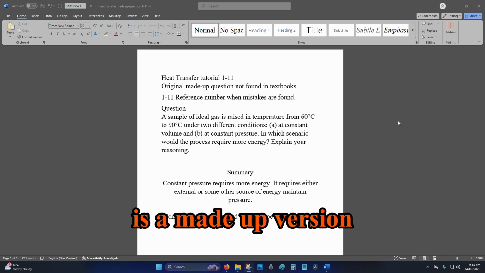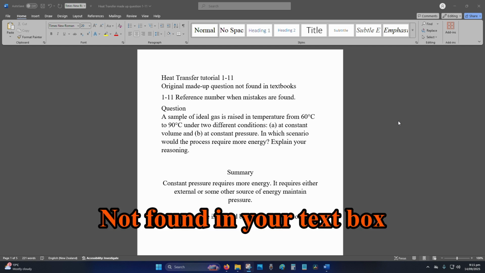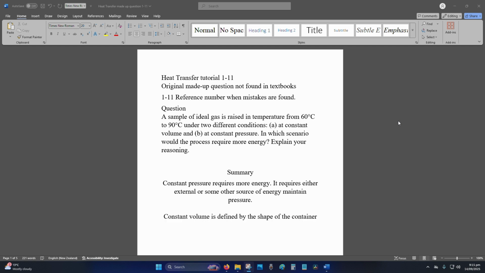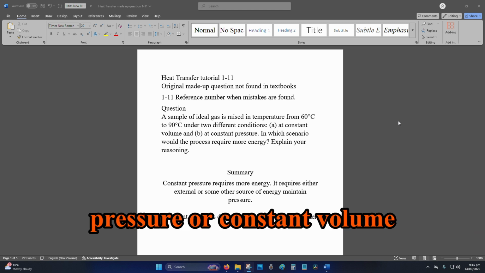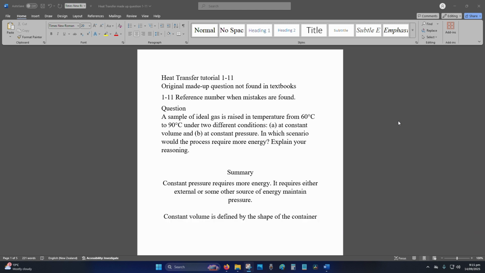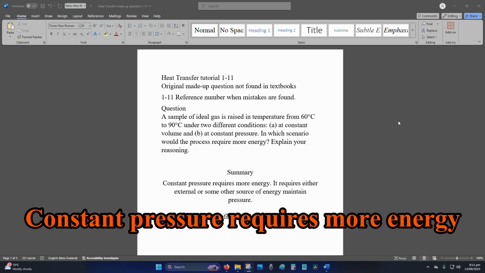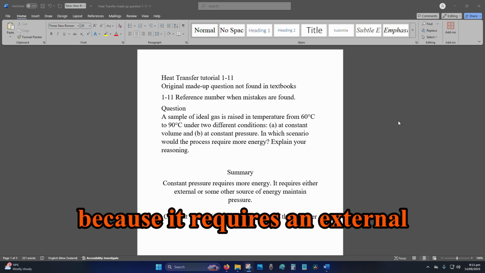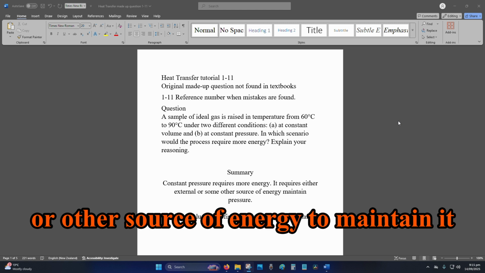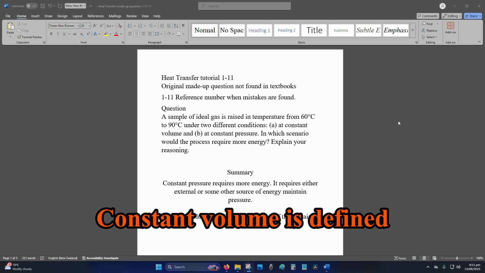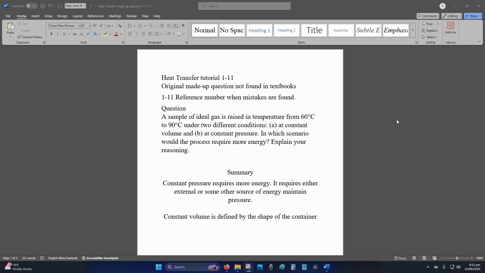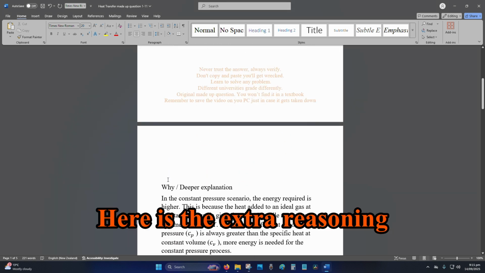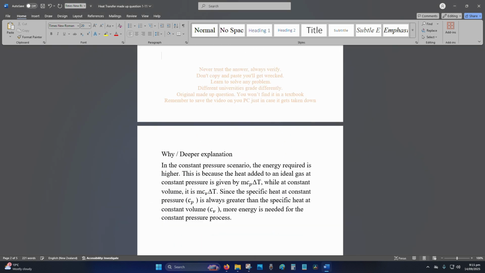This is a made up version, not found in your textbooks. Which requires more energy, constant pressure or constant volume? Constant pressure requires more energy because it requires an external or other source of energy to maintain it. Constant volume is defined by the shape of the container. Here is the extra reasoning.